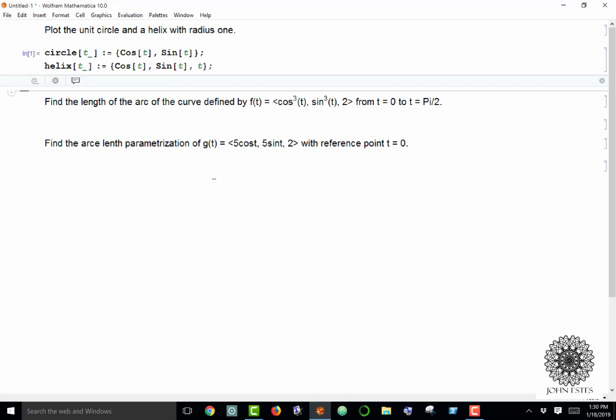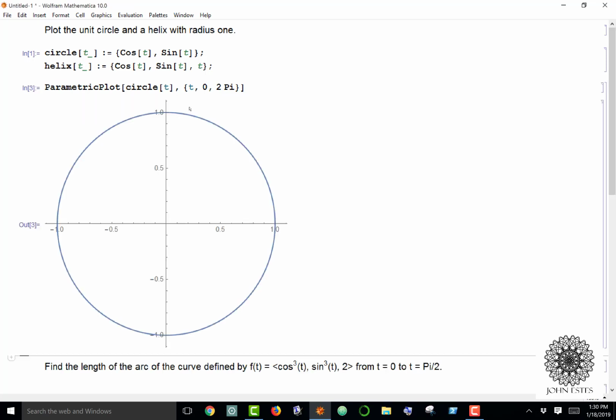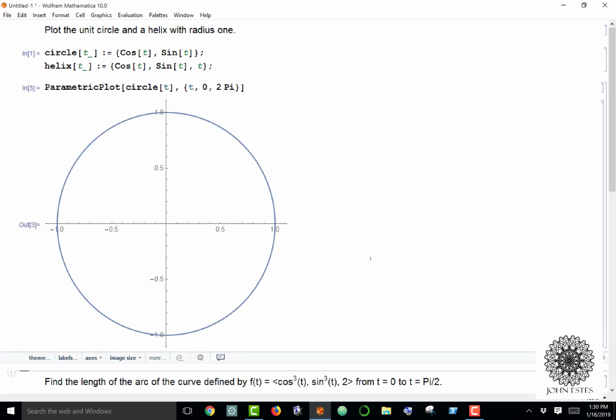To graph my circle, I use ParametricPlot since I have a vector function that's parameterized with t. I'm going to use the ParametricPlot of circle t, and I want to run my parameter t from 0 to 2 pi. So I'm going to do that. There it is, the nice unit circle.